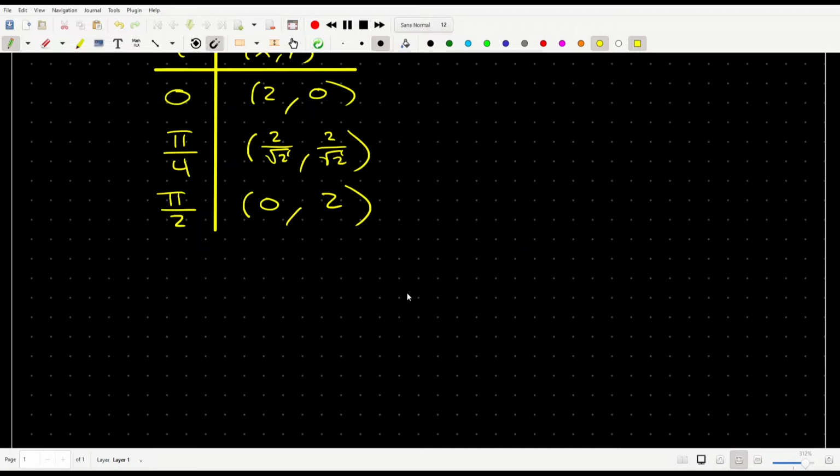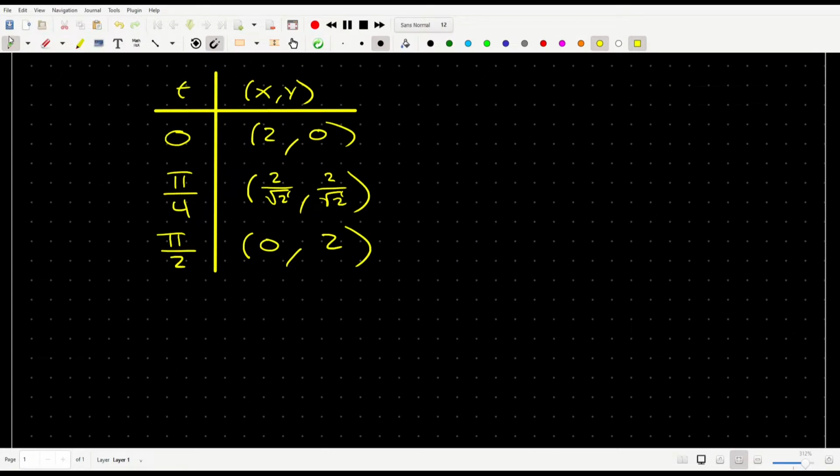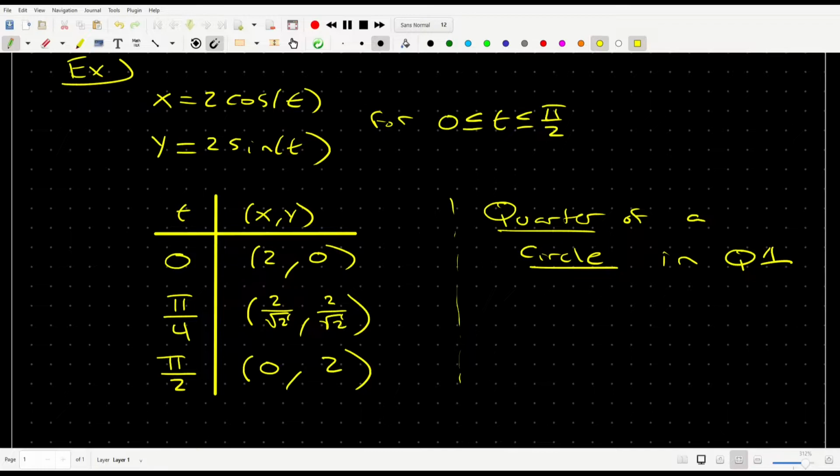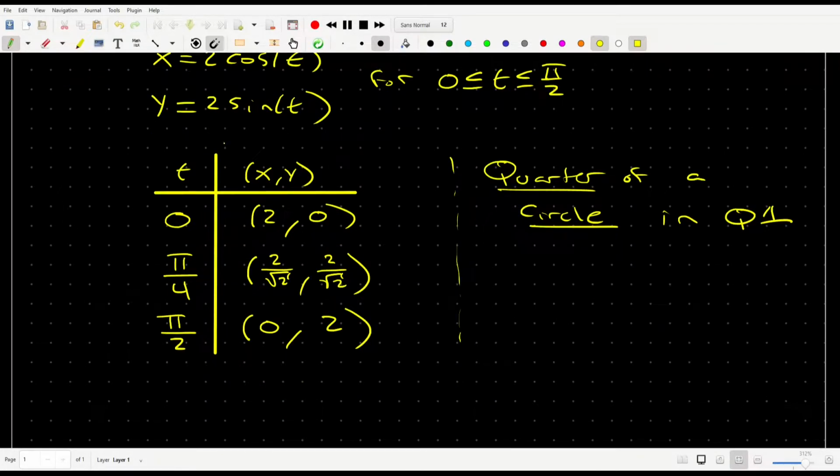So really what we're getting for this parametric curve right here is a quarter of a circle in quadrant 1. If we wanted to get the full circle, we would have to look at the entire range from 0 to 2 pi for our angle. And this will be important later on in the lecture when we introduce polar coordinates.